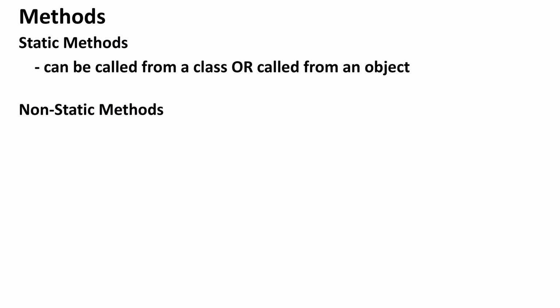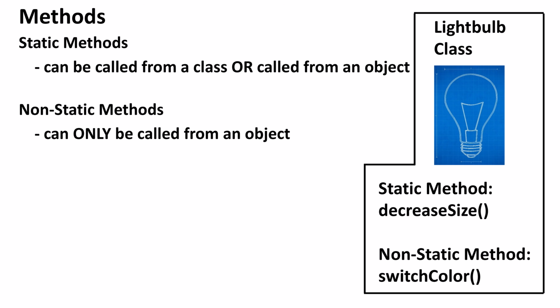Next, let's look at methods again. There are two types of methods, static and non-static methods. First, static methods can be called from either the class or an object, while non-static methods can only be called from an object. To understand better, let's look at two different methods in the LightBulb class. The decreaseSize method is static, and the switchColor method is non-static. Let's write some code to see how we can access the methods.